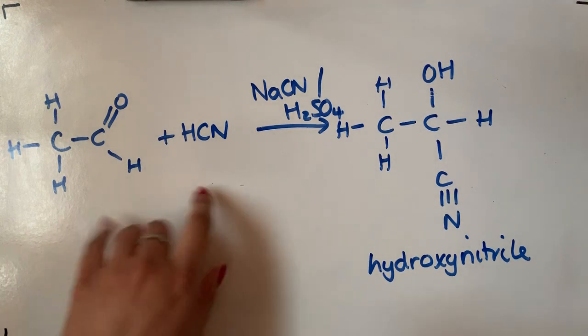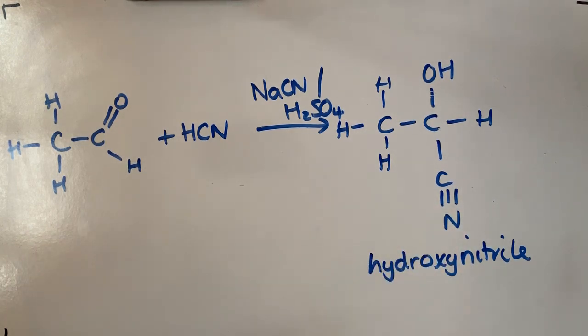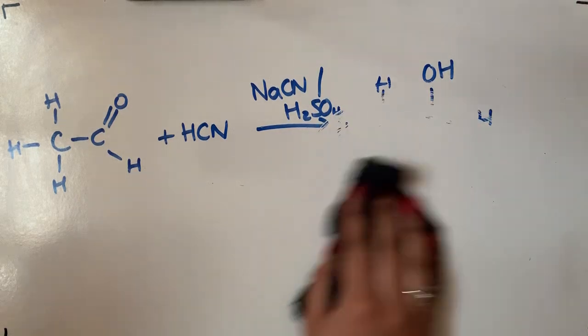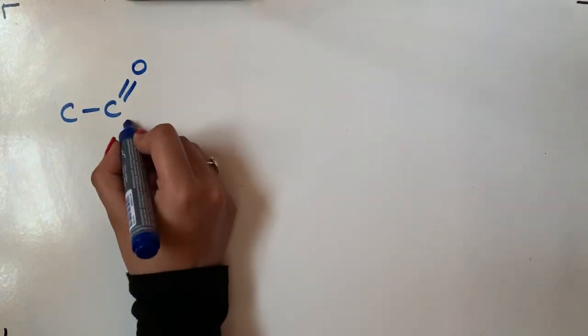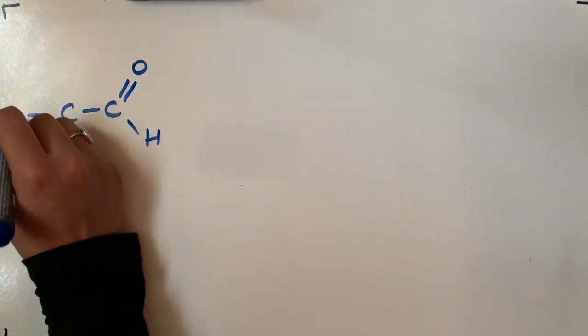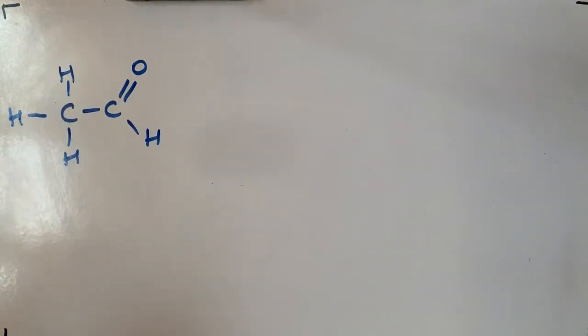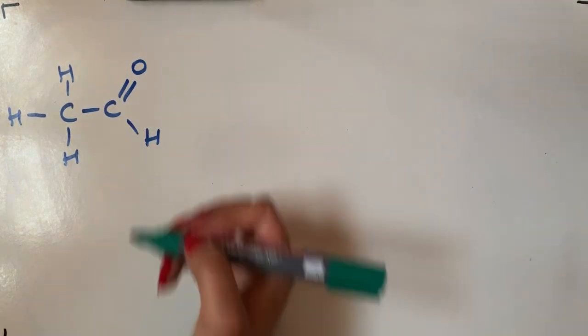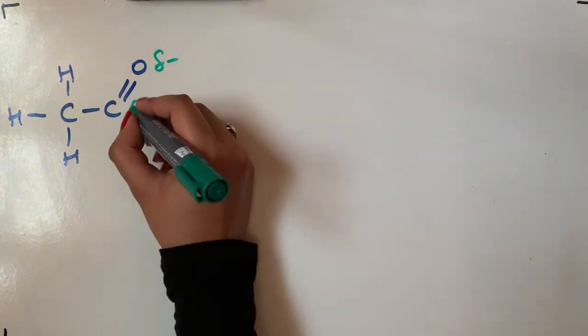As you can see, we've got two reactants, one product. This is an example again of an addition reaction. So let's have a look at the mechanism behind it. As always, our carbonyl, the C double bonded to the O, is a polar bond. The oxygen is delta negative, carbon is delta positive.